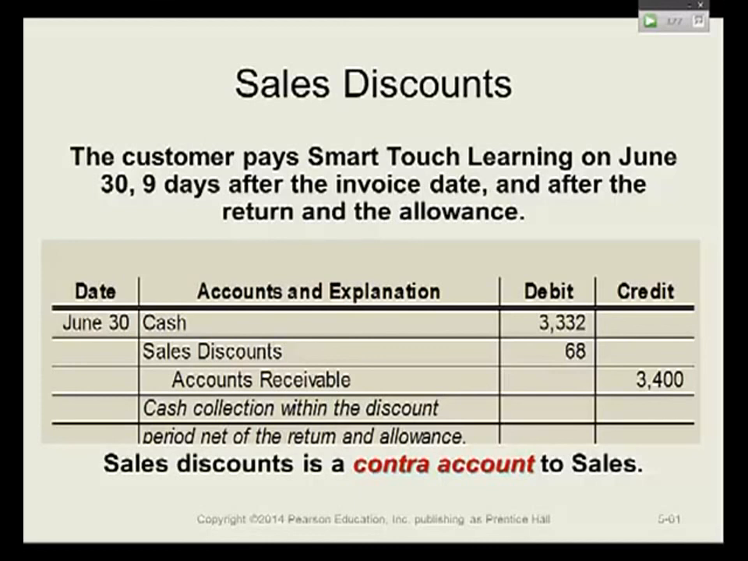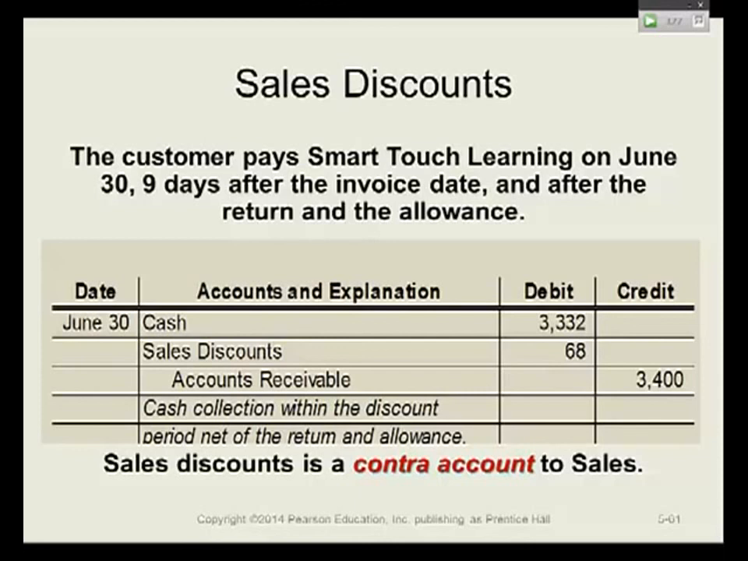So you're able to pay off the $3,400 of accounts receivable by only giving $3,332. So that when you go back to the entry, you'll see that we debit cash, which is the net amount, $3,332, debit sales discounts, which is a contra revenue, and then we credit accounts receivable.